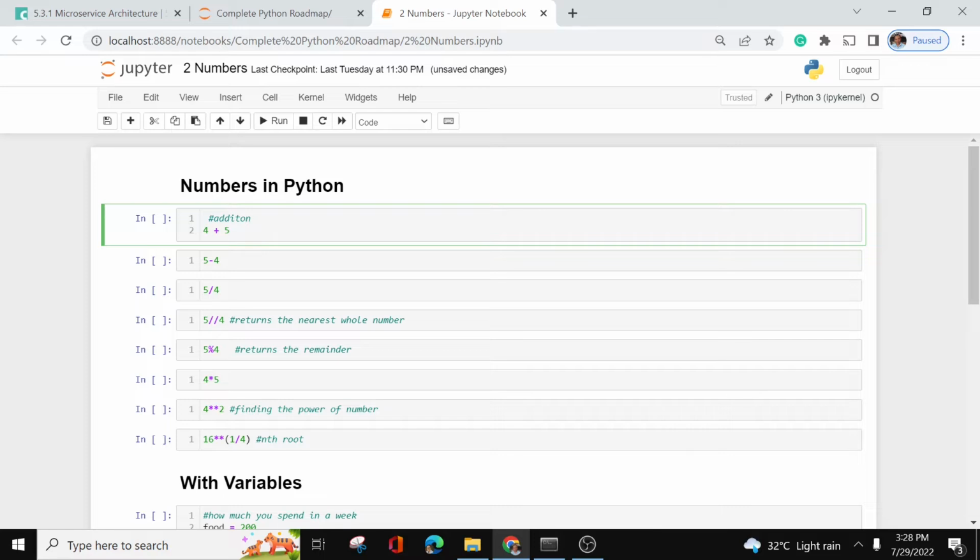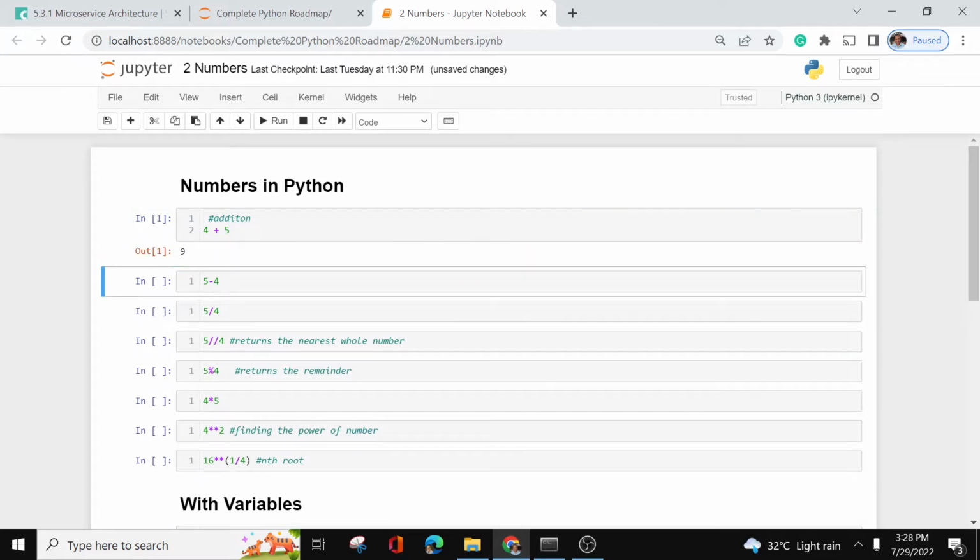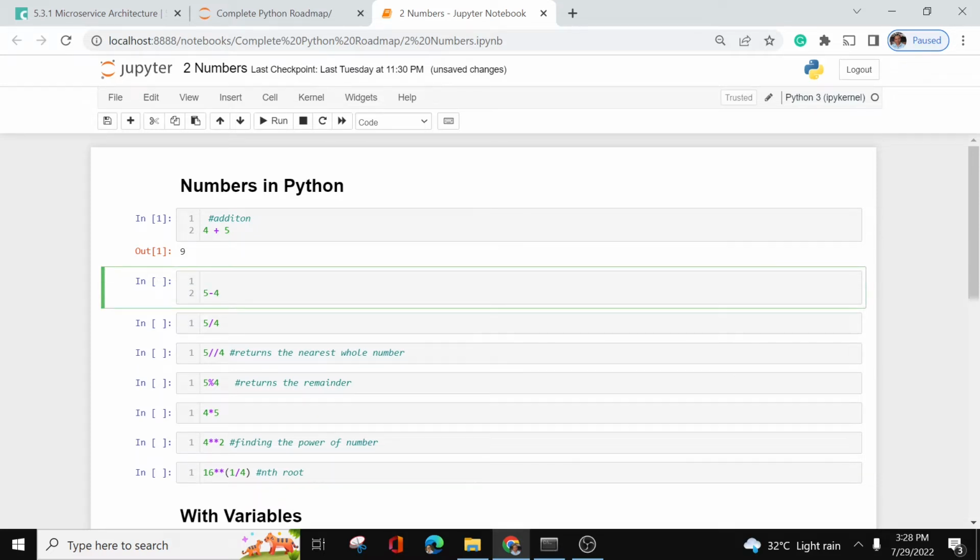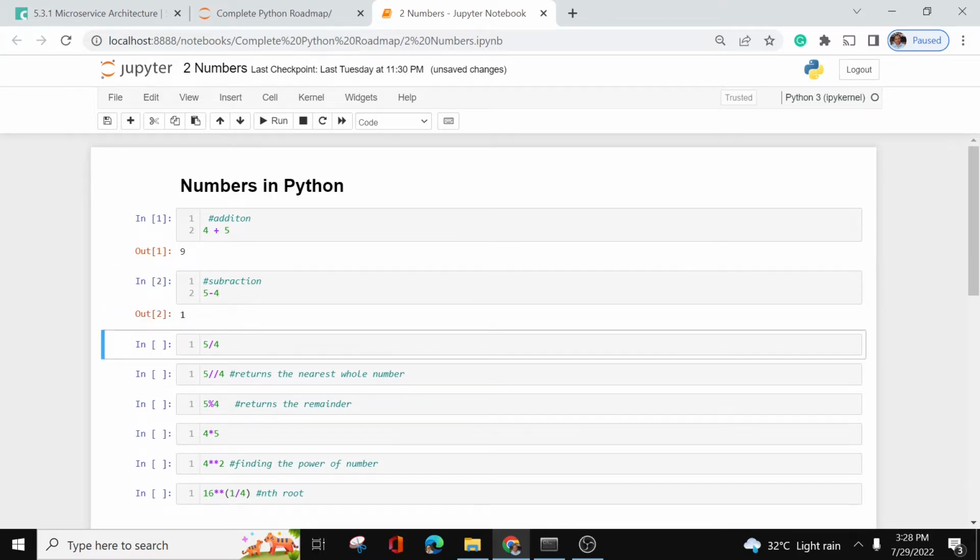Just very easy, just like what you do. We just write here the first number, plus the number to be added. So let's execute this one. And if you do the subtraction, just very easy. Just do this one. The minus sign here. Then let's execute this one. So it is 1. 5 minus 4 is 1.